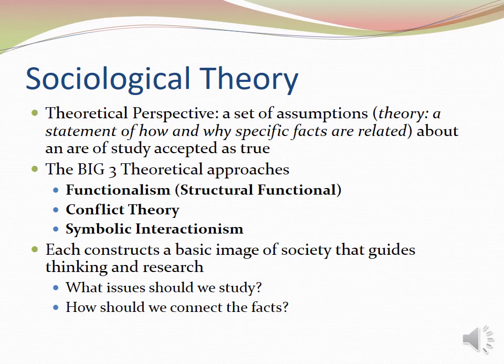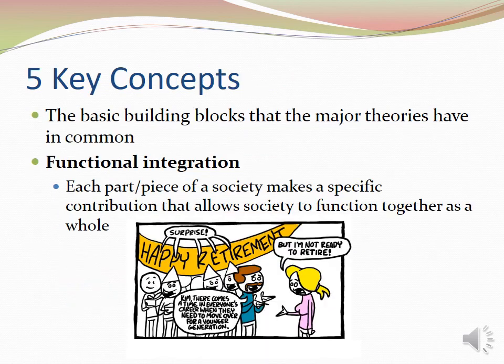These different perspectives guide how someone is going to think about and research topics in sociology. What issues should be studied, how the facts that they look at should be connected. And so there are very different ways of approaching the exact same topic, but coming up with different ideas about what that information means. The three major perspectives have 5 key concepts in common.